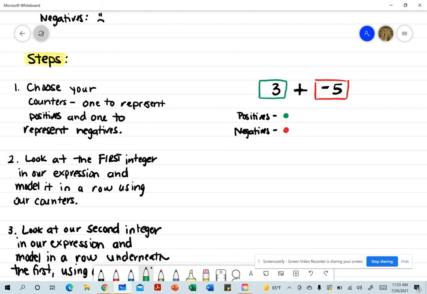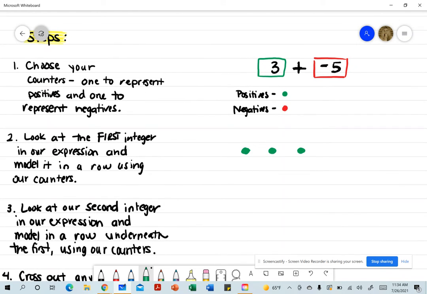But now let's go to our second step. My first integer in my expression is positive 3, so I'm going to choose a row and make 3 neat integers. Right? Each little dot represents 1, and if I have 3 of them, that's 3 positives. That accurately represents positive 3.